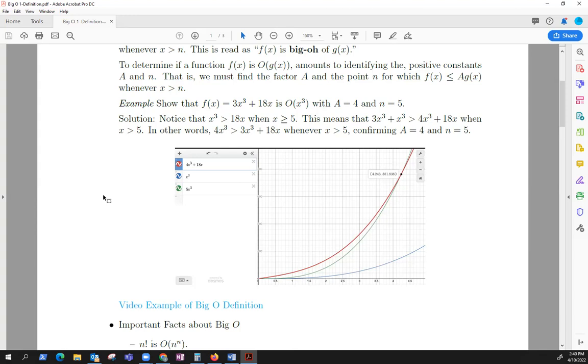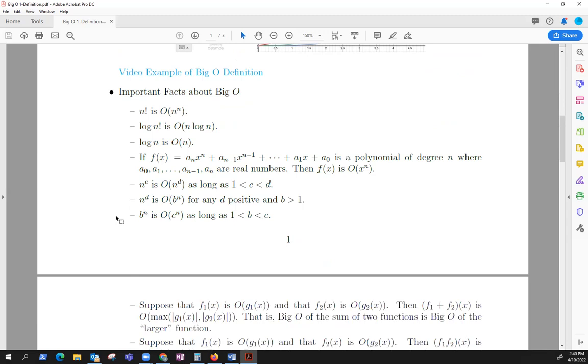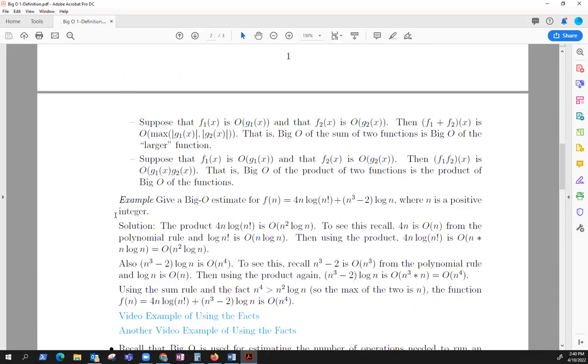The rest of this is looking at some important facts and ordering functions. So please read through the notes and watch all those example videos.